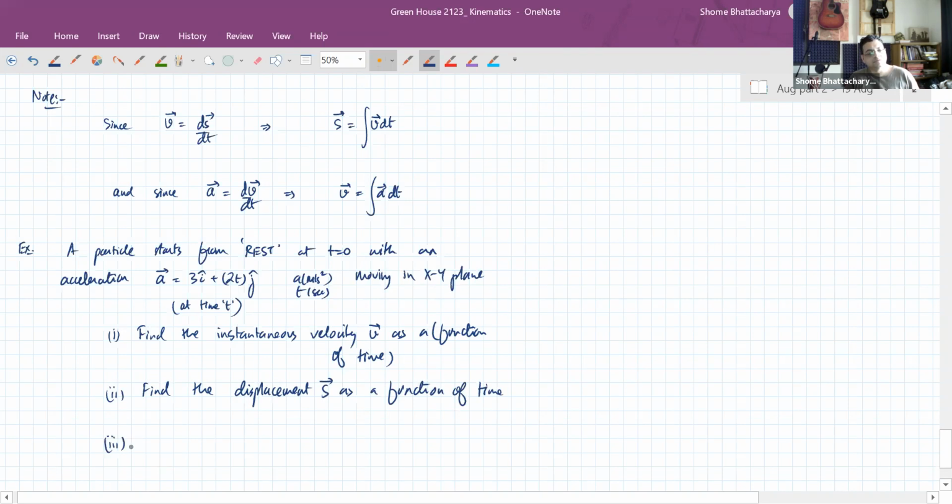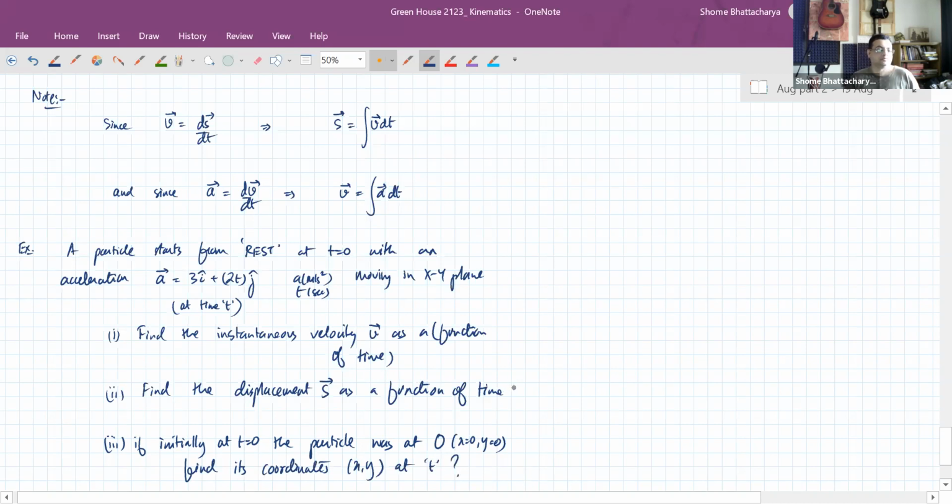Third, if initially at t equal to 0, the particle was at the origin, then find its coordinates at time t. You can see this is going to be a reverse type of question.